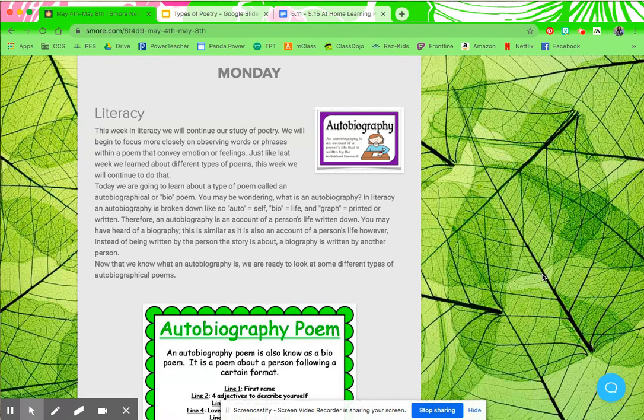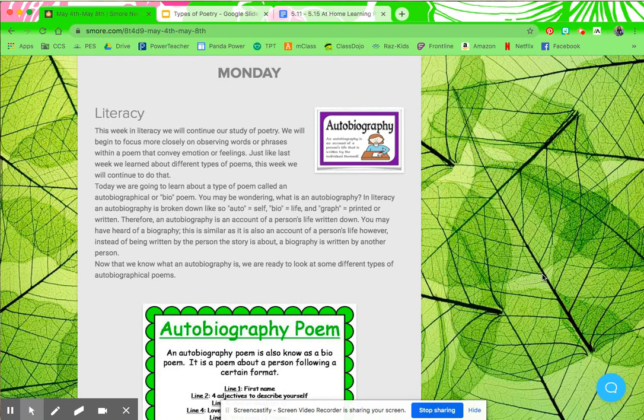Just like last week, we learned about different types of poems. This week, we'll continue to do that. You may be wondering, what is an autobiography poem? Well, in literacy, an autobiography is broken down like so. Auto, which means self, bio means life, and graph means printed or written. Therefore, an autobiography is an account of a person's life written down.